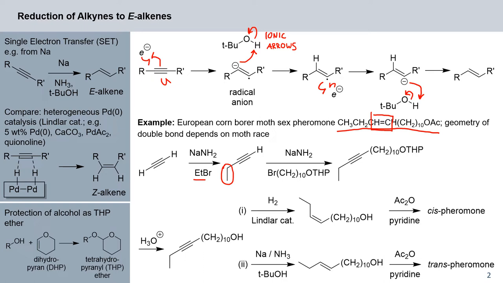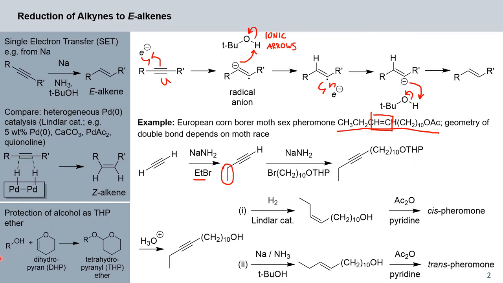So it means our sodium amide here, let me just get the laser pointer here. So our sodium amide acts as a base, deprotonating our alkyne. In the next step, we're again deprotonating the other end and attaching here, so instead of the ethyl group, we're attaching here our CH2 10 OTHP group.